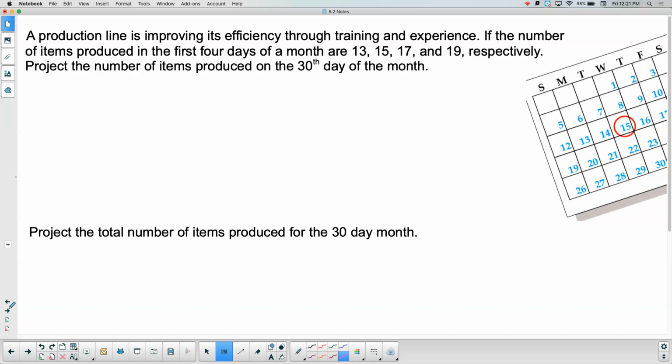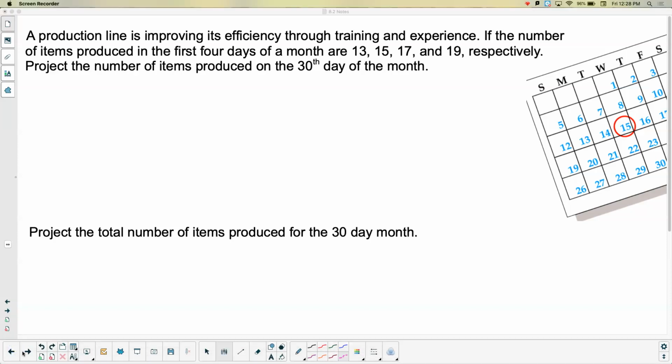A production line is improving its efficiency through training and experience. If the number of items produced in the first 4 days of a month are 13, 15, 17, 19 respectively, project the number of items produced on the 30th day of the month. Project the total number of items produced for the 30-day month. Love it. Make it happen.